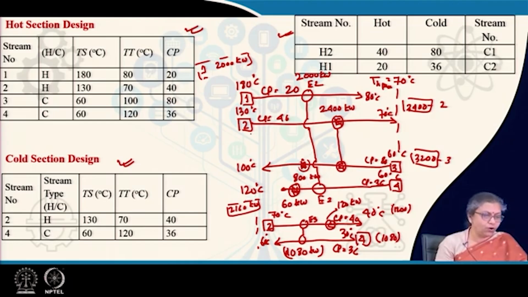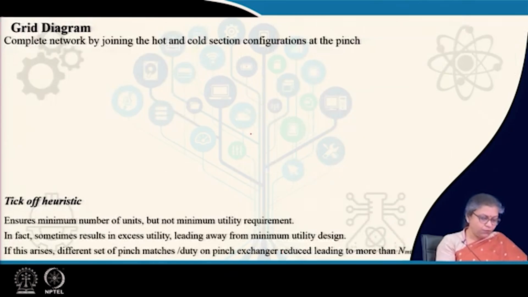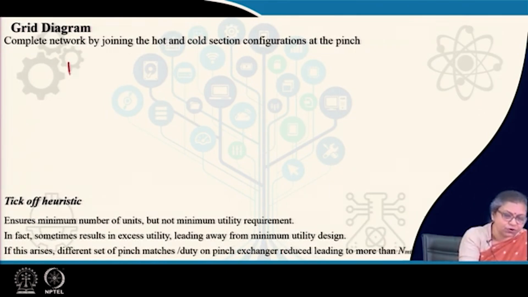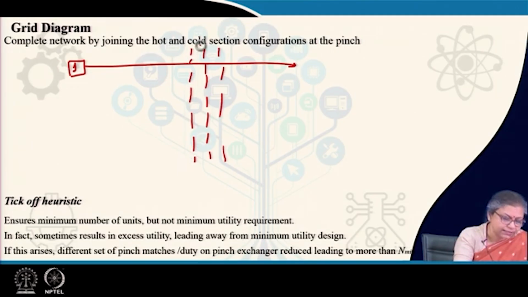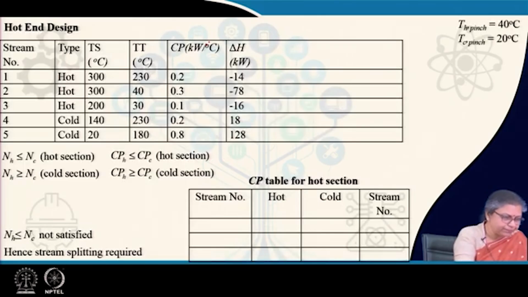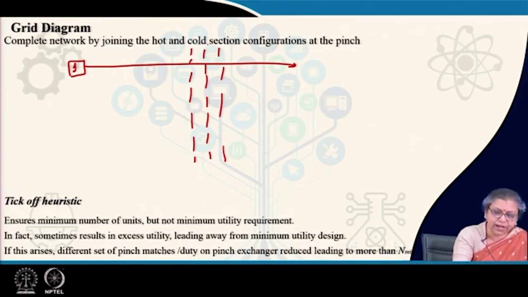Once the cold and the hot end designs are satisfied, now what can you do? You can simply combine the two and you can prepare the entire grid diagram. I think that is not going to be very difficult for you. I'll just show this. In this particular case, you are supposed to show the pinch temperature. So therefore, I think this is 65 degrees centigrade. So this is 70 degrees centigrade, 60 degrees centigrade.